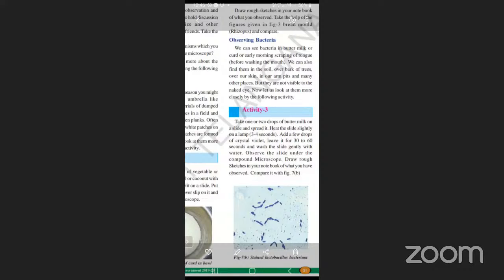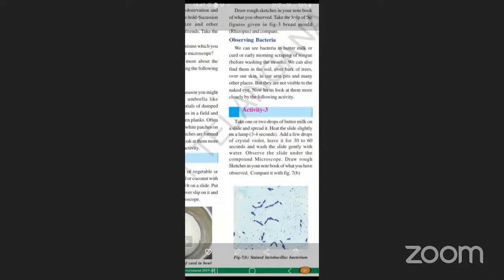That's a source. We can also find them in the soil. Don't think bacteria are only present there. Some harmful bacteria are there, some helpful bacteria are there. If there were no helpful lactobacillus bacteria, just think, then where is curd? If the lactobacillus bacteria are not there, there is no conversion of milk into curd.